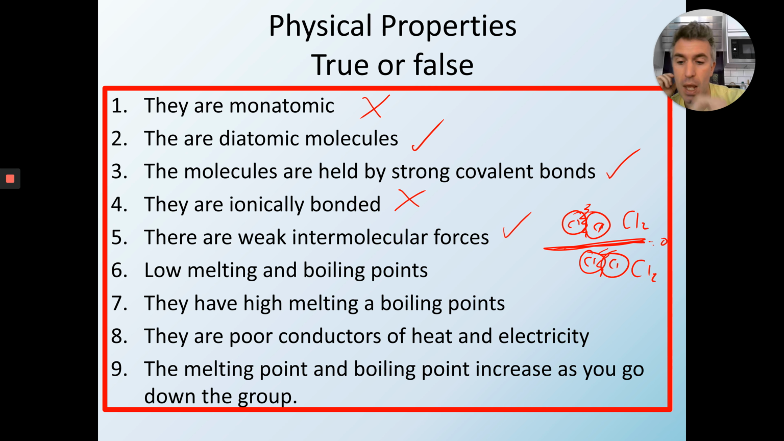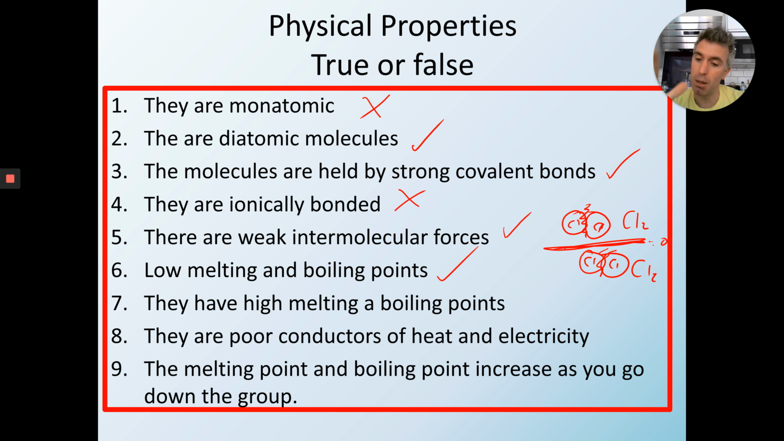Okay? They have low melting and boiling points. Fluorine's a gas, chlorine's a gas. Yeah, it does change as they go up. No, as they go down the group, because fluorine's a gas, chlorine's a gas, but bromine is a liquid and iodine is a solid.